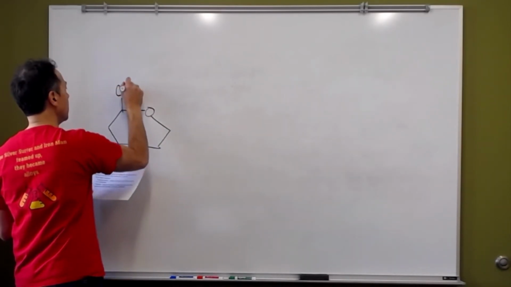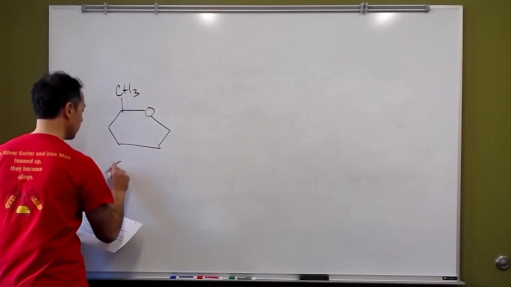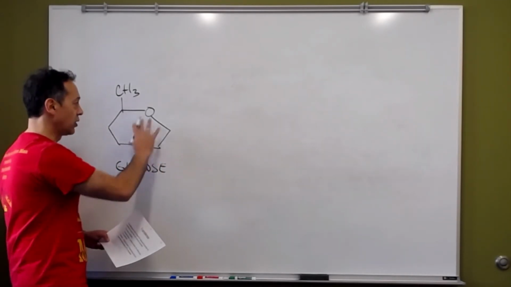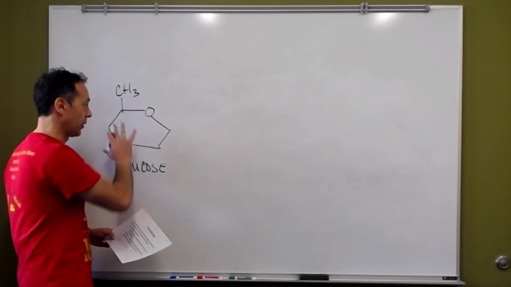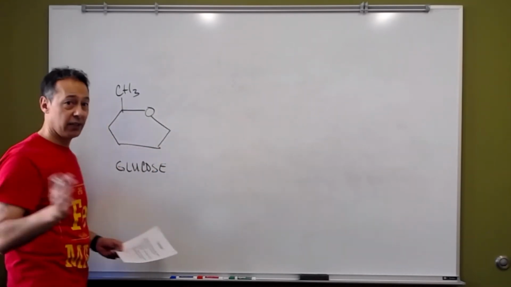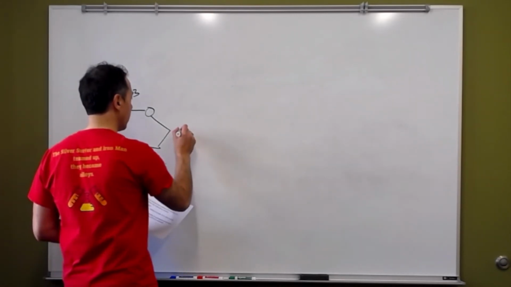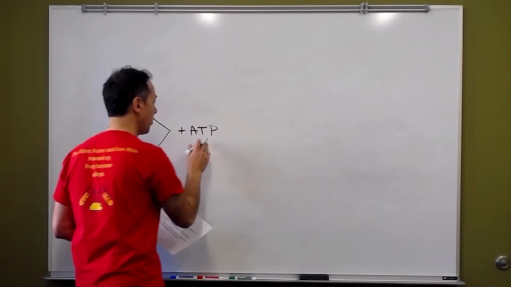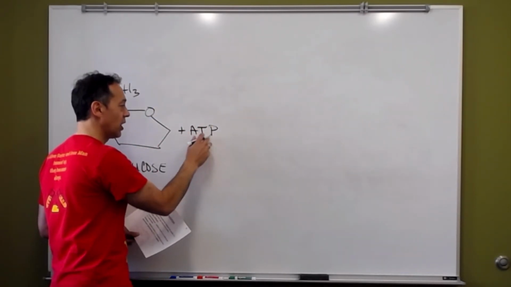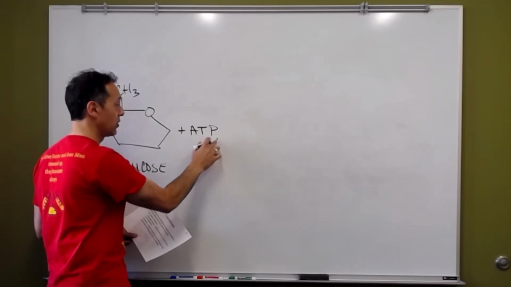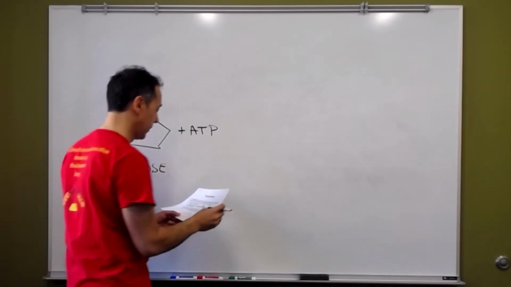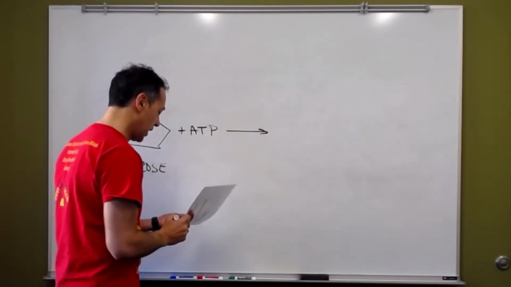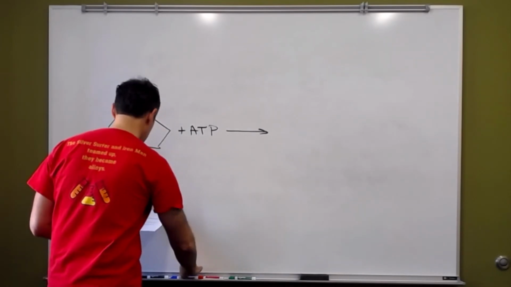Okay, CH3 and glucose. Now, I didn't put in all the hydroxyl groups on this because I'm lazy, all right? But this is just kind of an outline of a glucose molecule. And we're going to react this here with ATP. And remember, ATP is adenosine triphosphate. So there's 3 of these phosphates here. Okay, adenosine triphosphate. And then this reaction is going to be catalyzed by something called hexokinase.